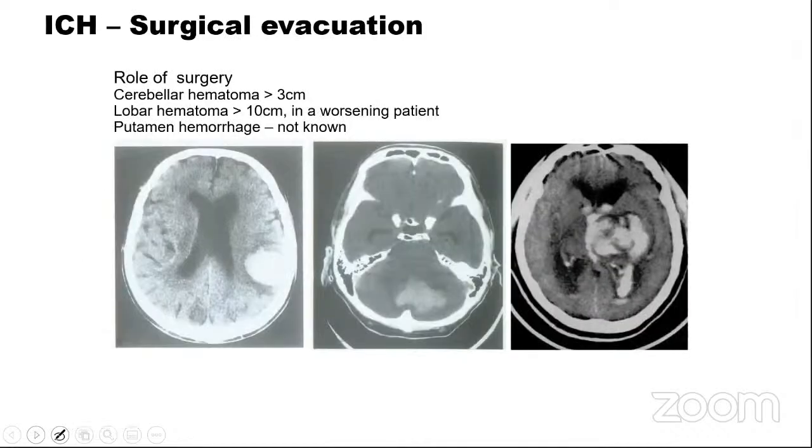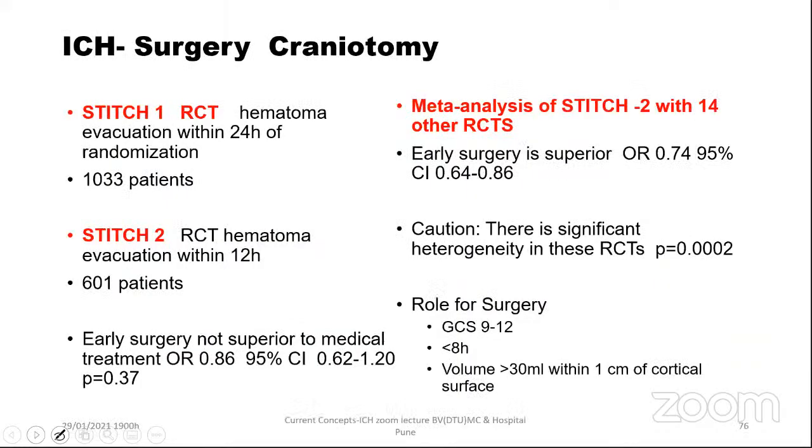So what is the role of surgery? Cerebellar hematomas, there is no doubt: more than 3 centimeters, lobar hematomas more than 10 centimeters in a worsening patient. Putamen hemorrhage not known. STICH 1, STICH 2 trials have been done, and subgroup analysis also has been done. STICH 1 is an RCT, hematoma evacuation within 24 hours of randomization, 113 patients. STICH 2 RCT hematoma evacuation within 12 hours, 601 patients. Early surgery is not superior to medical treatment. Odds ratio is 0.86.